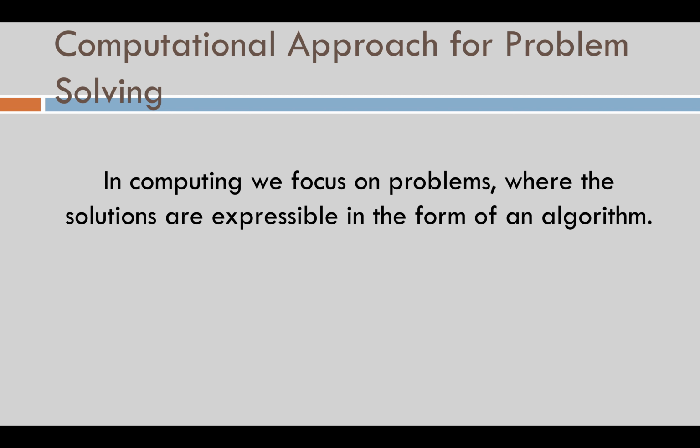The way the computer solves a problem. So we have a problem and we know the solution in our mind. So we have to tell it to the computer in the form of an algorithm.